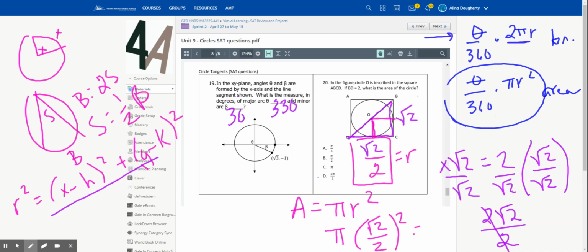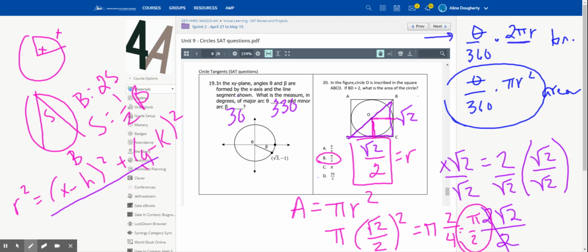When you do that, you've got to kind of think about distributing that 2. So we've got pi, and that squared. Square root of 2 squared is 2, and 2 squared is 4, which reduces to 1/2, or pi over 2, right? 1/2 pi. Boom. And that's it, ladies and gentlemen.